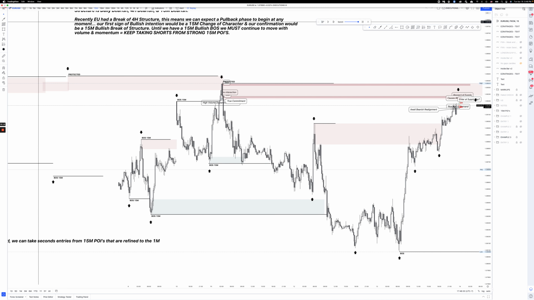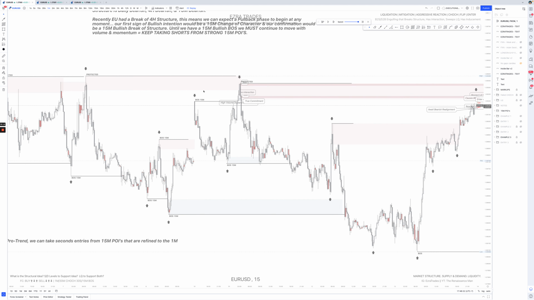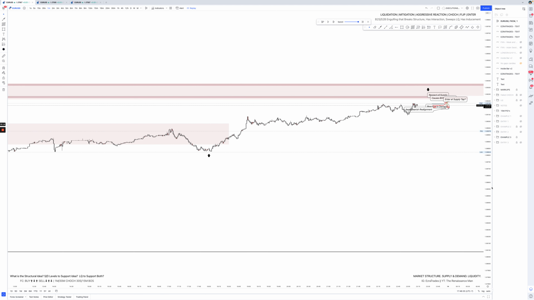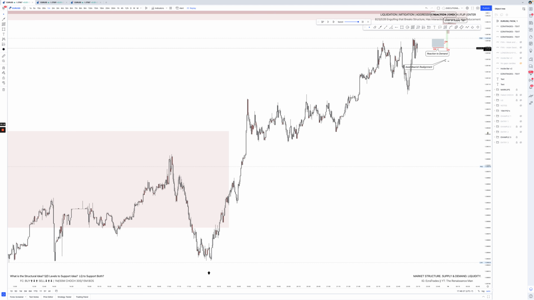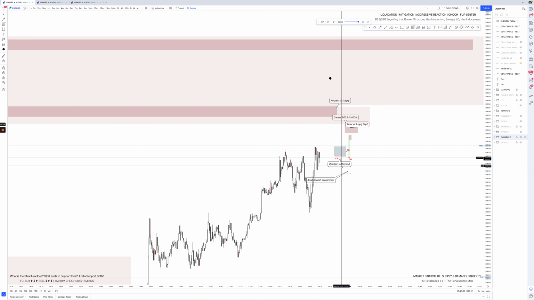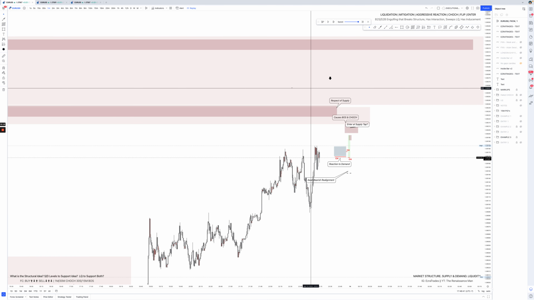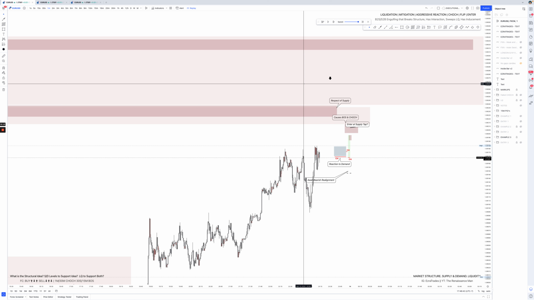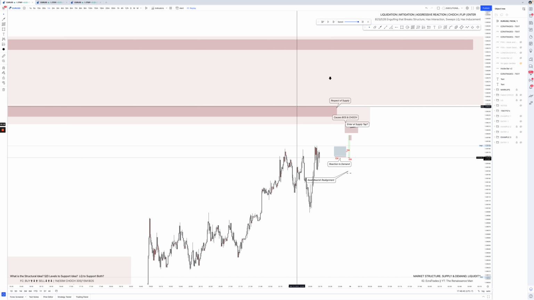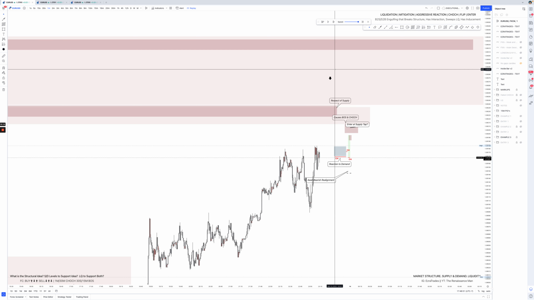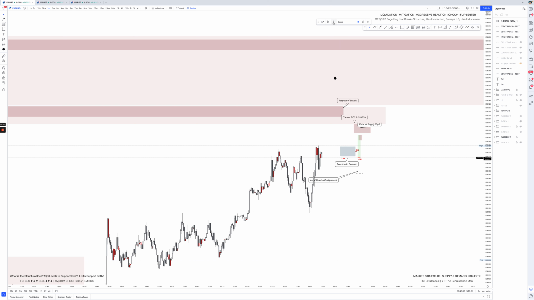Okay, we're going to go down to the 1 minute. So we already know if price comes into our 15-minute point of interest, even the middle area, because we only have two areas that we're focusing on, I'm looking for a 1 minute change of character. But if price stops at this level or at this level, then I'm taking a seconds time frame entry. So let's watch to see how price enters into the zone.